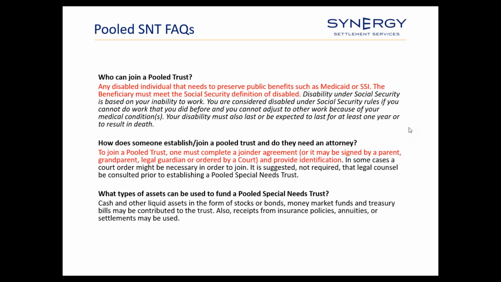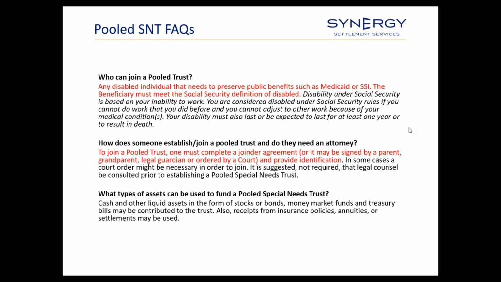How does someone join a pooled trust, and do they need an attorney? To join the pooled trust, you are going to go through a legal document called a joinder agreement. It must be signed by the parent, grandparent, guardian, or ordered by the court. If you are unable to do it on your own, you have to provide identification. In some cases, a court order might be necessary to establish it. So for minors or incompetence, typically a court order is what is needed. It's suggested by most trustees, but it is not required, that legal counsel be consulted or used to actually join the pooled special needs trust.